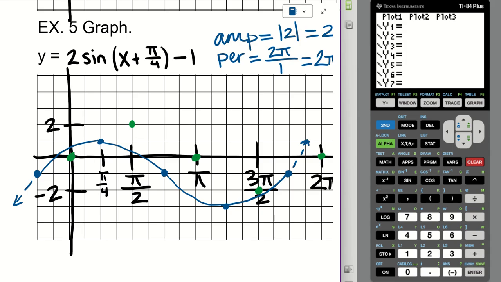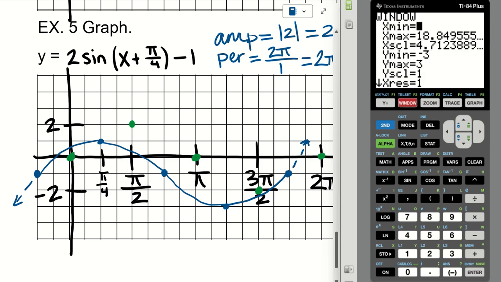Okay, so let's see how our calculator can help us on this problem. We're going to type in our equation, 2 sine of x plus pi over 4, close your parenthesis, minus 1. We need to change our window and our table settings. So I'm going to go to my window first. I know that my x max was 2 pi. My x scale is my smallest little tick mark on my graph. I can do pi over 4 or pi over 2, whichever one you prefer. I'm going to do the pi over 2 that was there originally. And then I'm just going to leave my y's going from -3 to +3. That's okay.